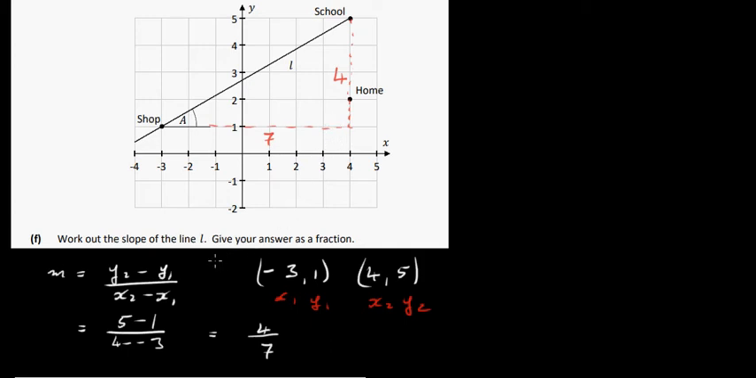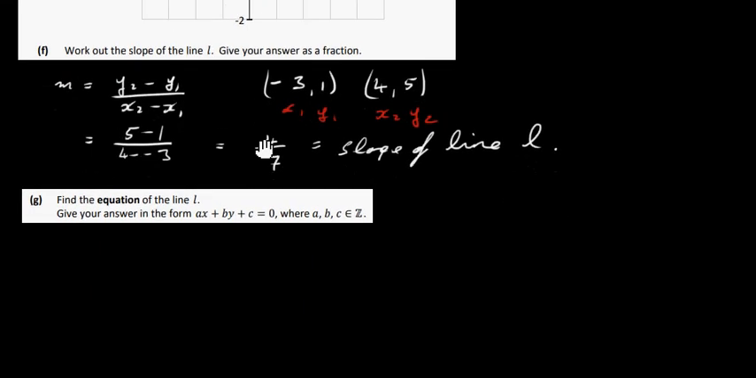So that's really it. This is the slope of line L. That's it. Next one, part G.